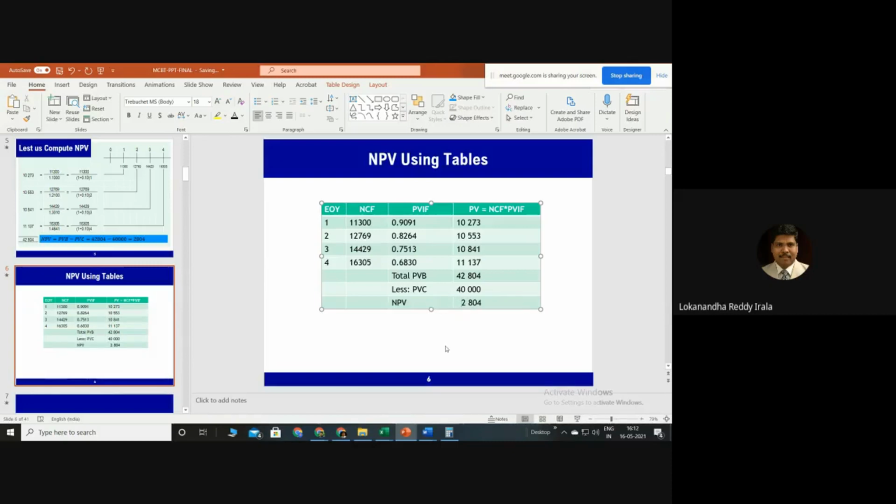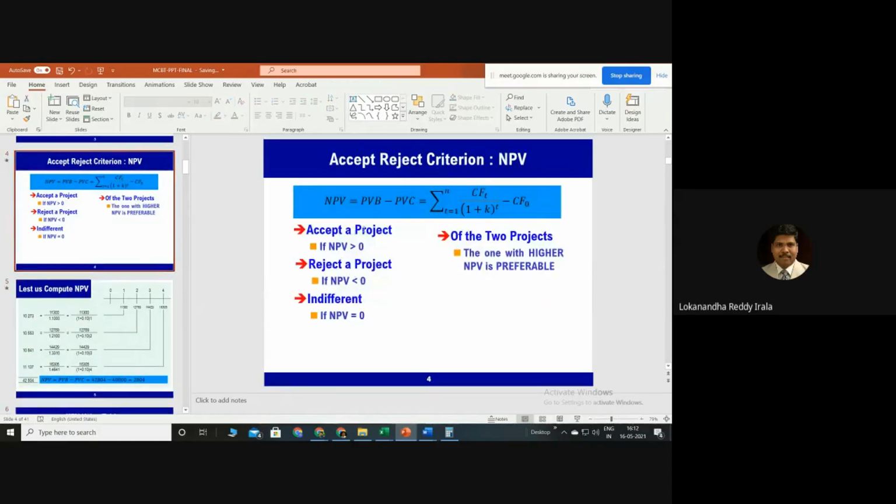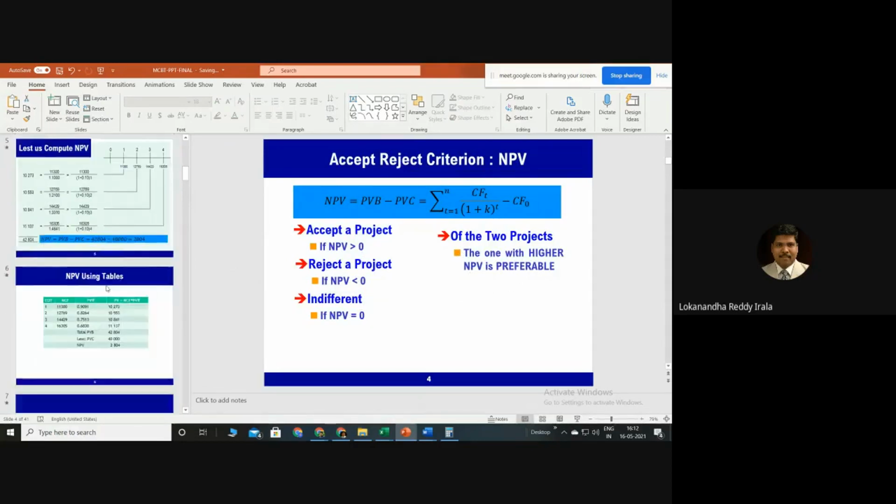So that it makes our job easier. So this is how we can calculate NPV, and based on the value of NPV, you know how to interpret it. If it is more than 0, you accept the project. Less than 0, you reject the project. If it is equal to 0, you are indifferent. But when you have two projects, the one with a higher NPV is preferable.